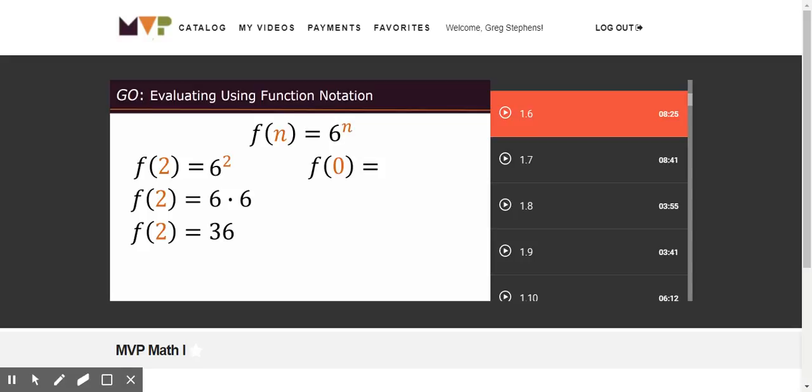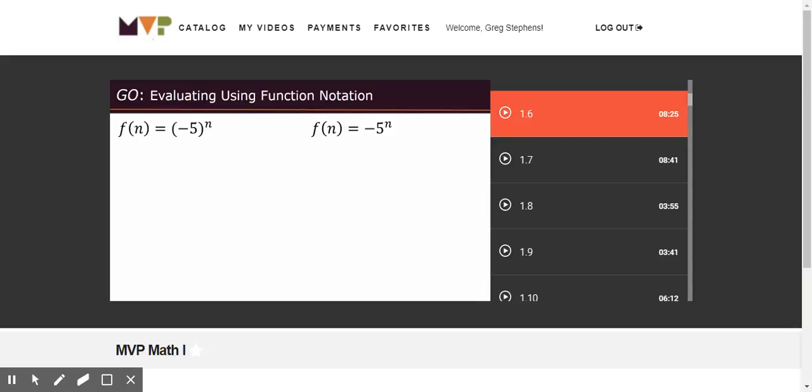The notation f of 0 means for you to find the value of 6 to the 0 power. This is a special case. Any number raised to the 0 power equals 1. 9 to the 0th power equals 1, 42 to the 0th power equals 1, 5/7 to the 0 power equals 1, 2.758 to the 0 power equals 1, and of course, 6 to the 0th power equals 1.